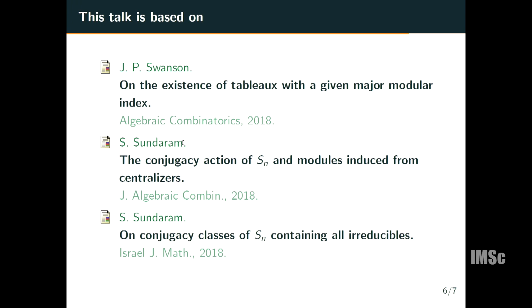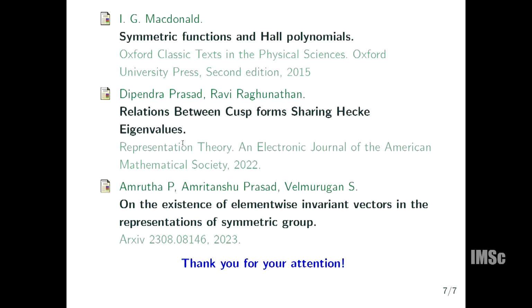And these are all the references. The first one, on the existence of tableaux with a given major index modulo n, is very crucial in proving these. The other two are related work by Sheila Sundaram. And I used Macdonald to compute many things. Another motivation comes from a question of Dipendra Prasad, and the last one is the one which we have worked on recently. Thank you.